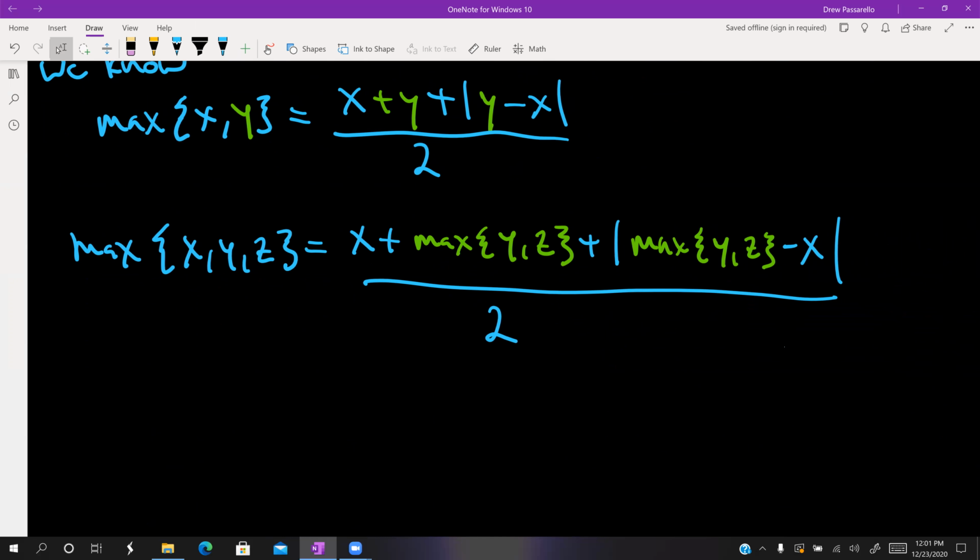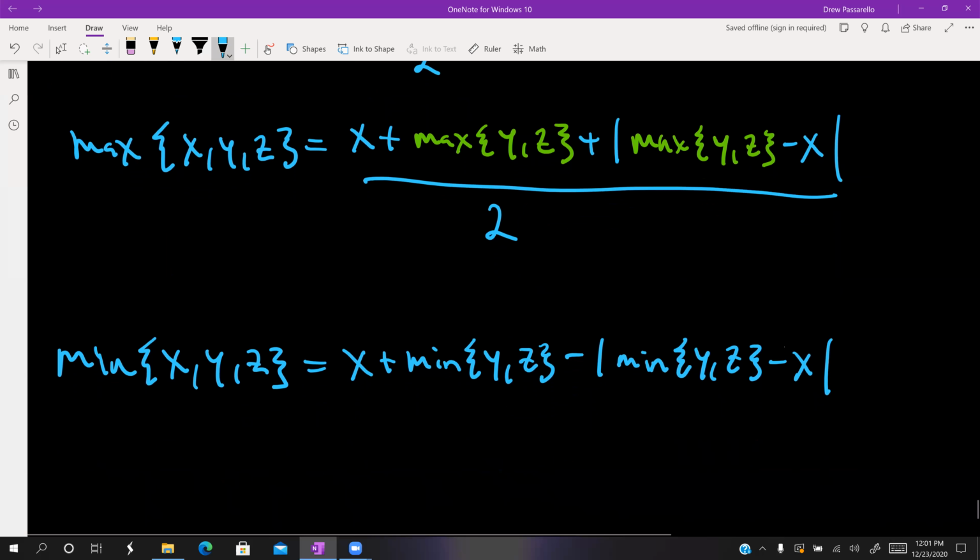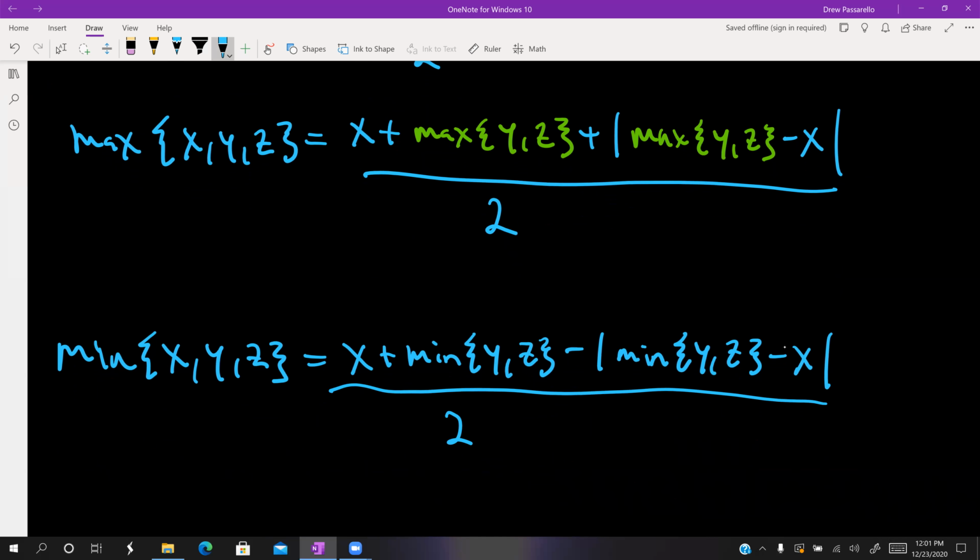And so the min is pretty much the same thing. It's just going to be min x, y, z equal to x plus the min of y and z minus the absolute value of the min of y and z minus x. And all of that divided by 2. All right, so that's problem number 2.